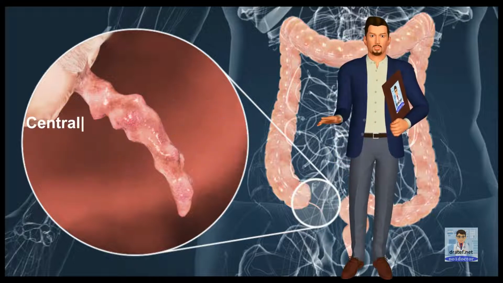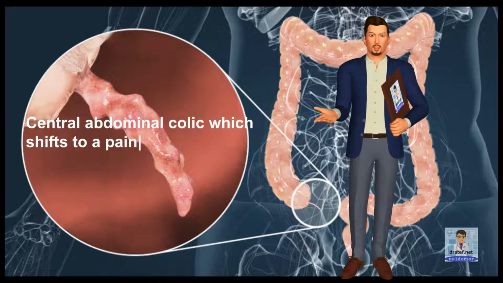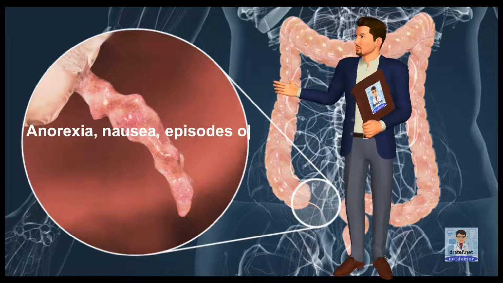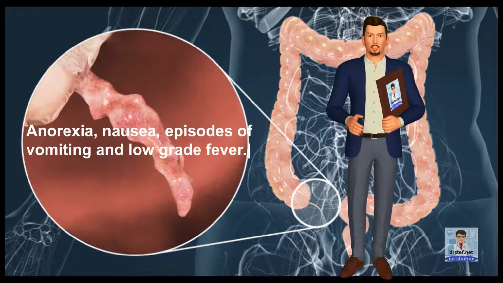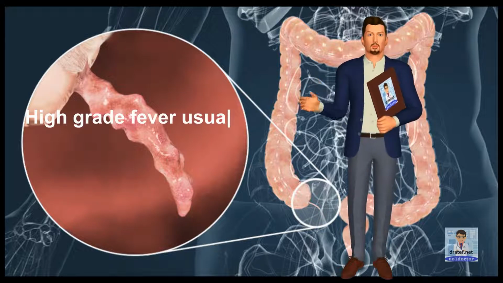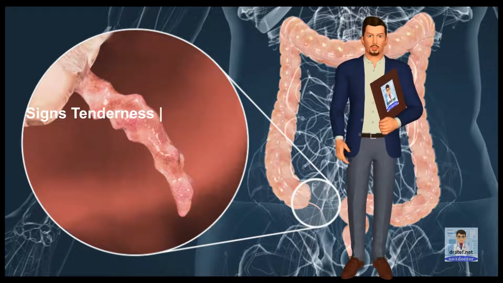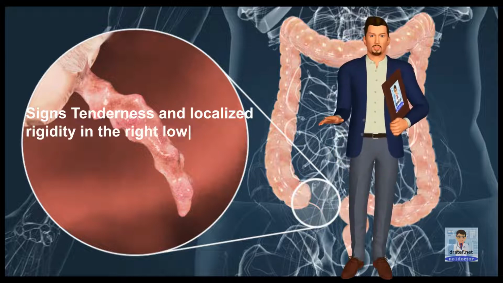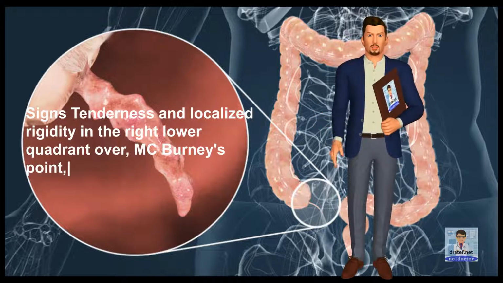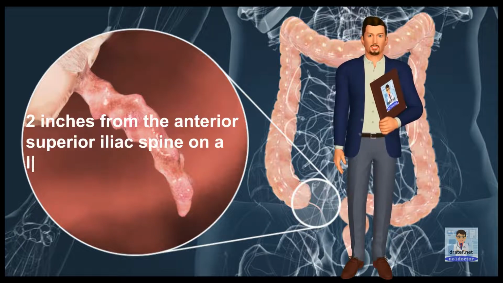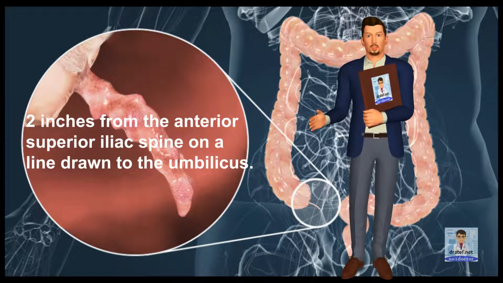Symptoms: central abdominal colic which shifts to a pain in the right iliac fossa, anorexia, nausea, episodes of vomiting and low-grade fever. High-grade fever usually indicates perforation and peritonitis. Signs: tenderness and localized rigidity in the right lower quadrant over McBurney's point, 2 inches from the anterior superior iliac spine on a line drawn to the umbilicus.